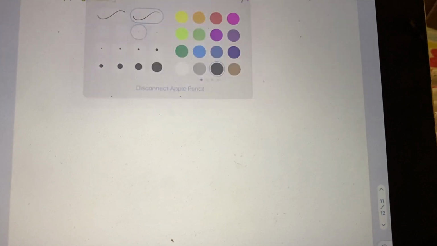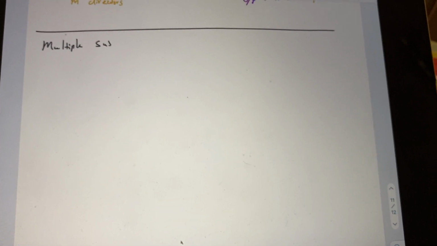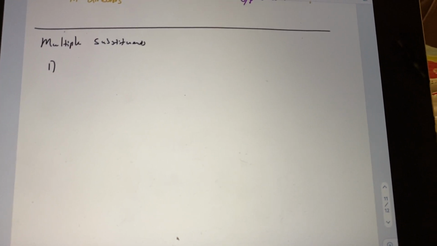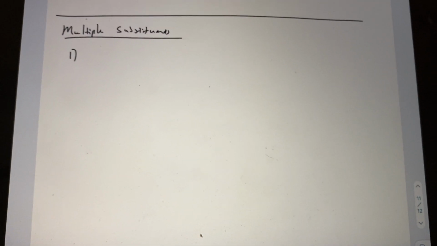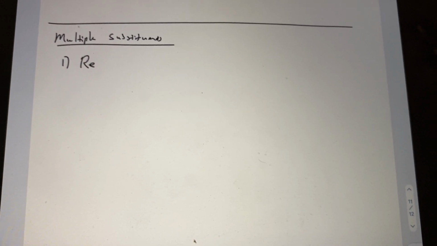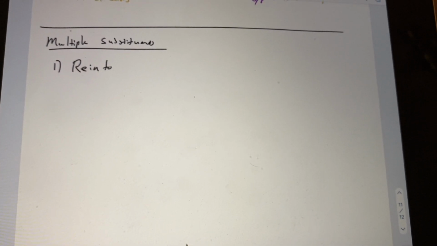In that video from the other day. How about multiple substituents? So we can have a couple of different scenarios. One thing they can do is reinforce each other.